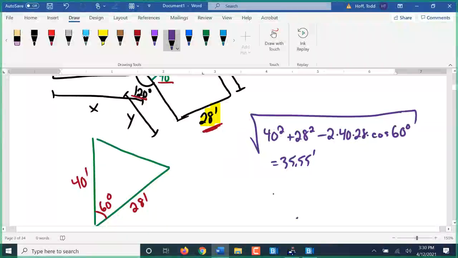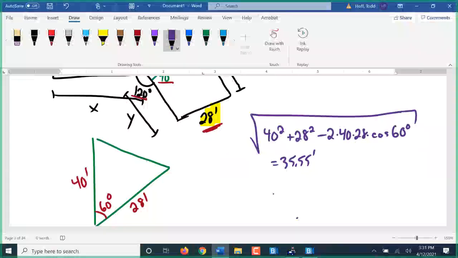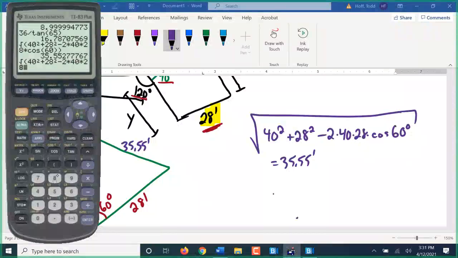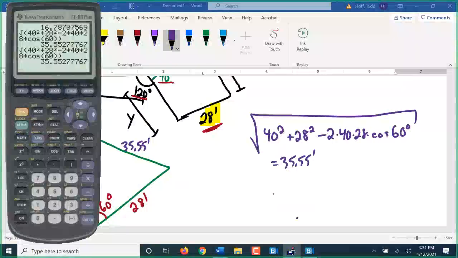Have I calculated it out yet? 35.55 feet. I'll run it through again: 40 squared plus 28 squared. It is 35.55, is what I get.